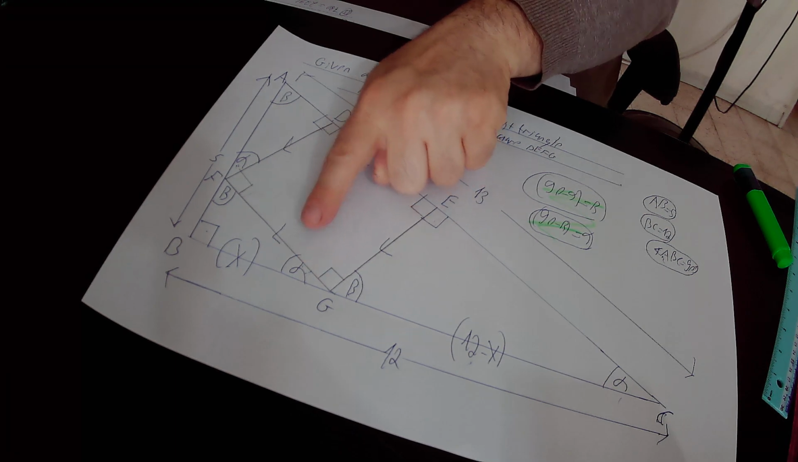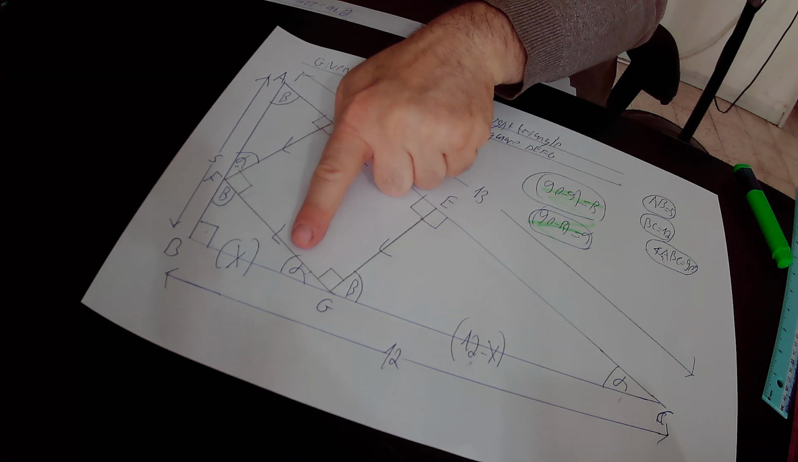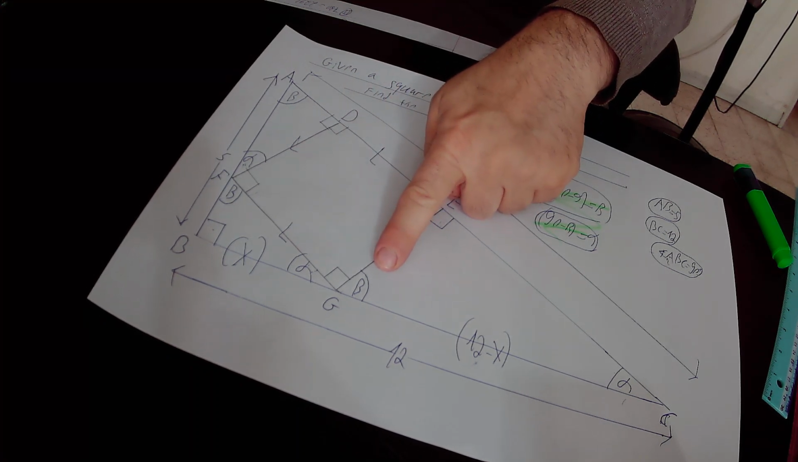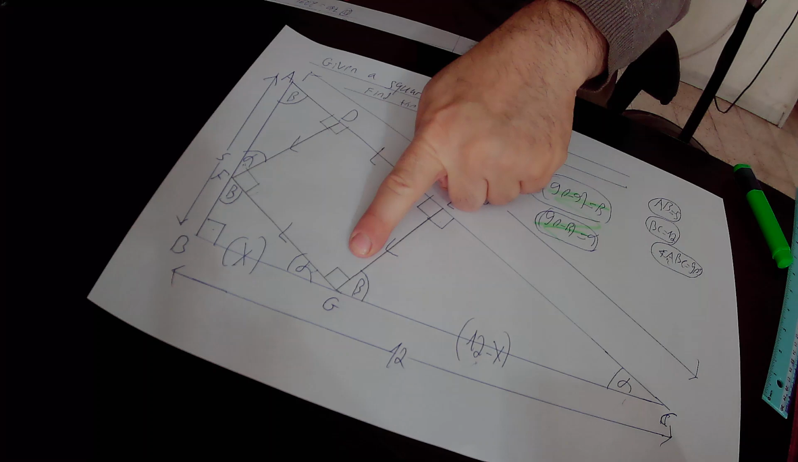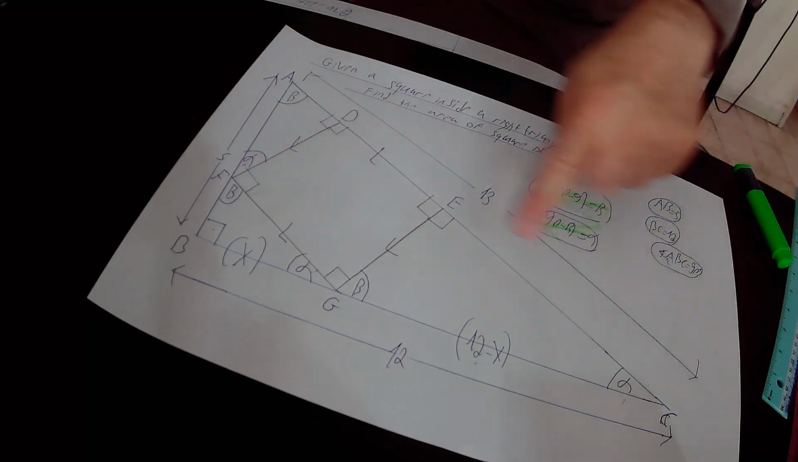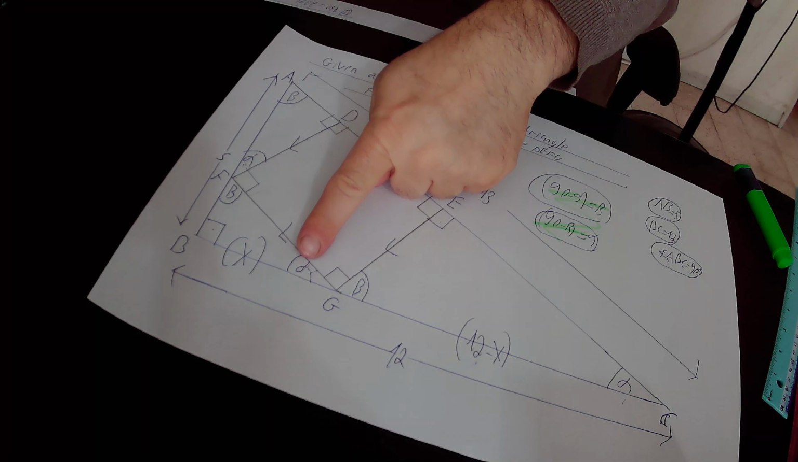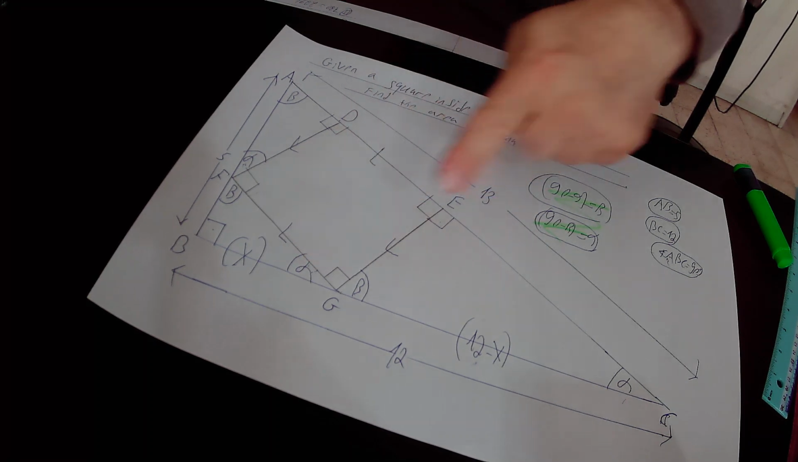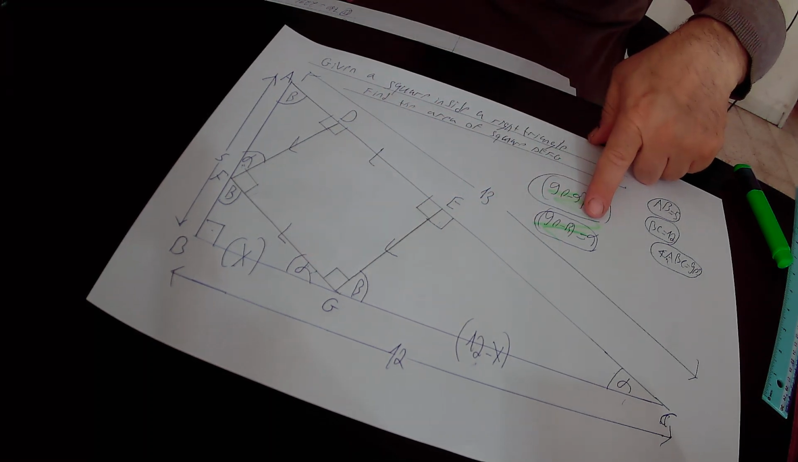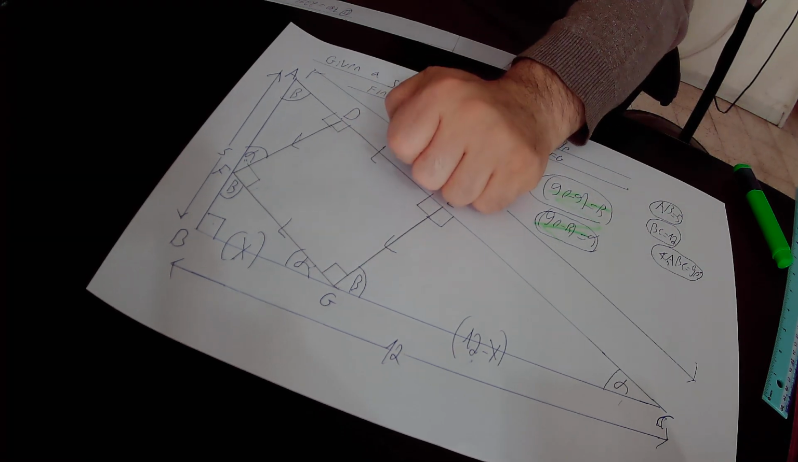Therefore, the missing angle here must be equal to 90 degrees minus beta. Why? Because 90 degrees minus beta plus beta is 90 degrees, and 90 degrees plus 90 degrees is equal to 180 degrees. That is the sum of the angles on the upper side of the straight line BC at point G. So the missing angle here must be equal to 90 degrees minus beta. But 90 degrees minus beta equals alpha. Therefore the missing angle here equals alpha.